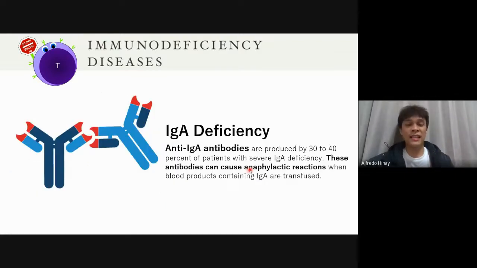And second reason, class, aside from the failure of the class switching from your IgM to your IgA, is that 30 to 40% of your patients na merong IgA deficiency class have anti-IgA antibodies. So these are floating antibodies that will direct against your own IgA. Dapat ito yung IgA mo, tapos yung katawan mo nagpro-produce din ng anti-IgA. Kaya tinawag siyang anti-IgA class. And these antibodies can cause anaphylactic reaction when blood products containing IgA are transfused. So we need to be careful with this one.